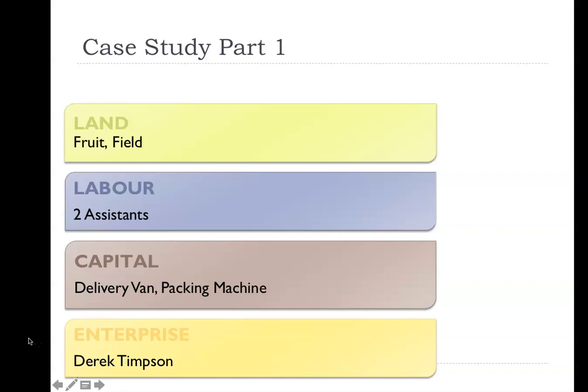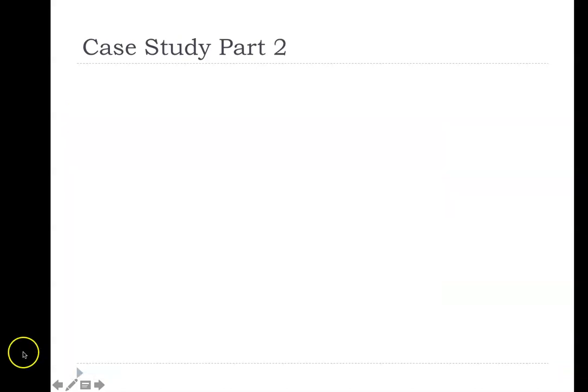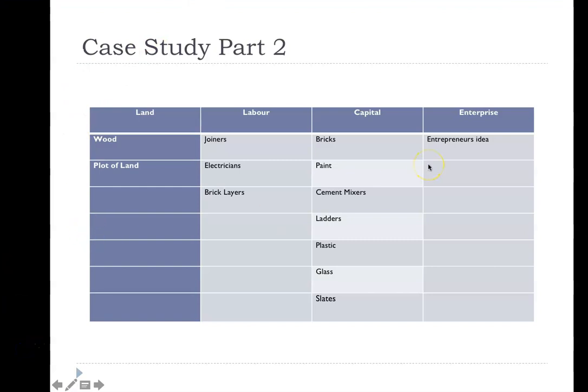Now for case study part 2, we have quite a few to get through, so I thought I would just put it up on a nice table here so that you can get through it quickly. So for case study part 2 you had a list of factors of production, and this time you were to sort them out into your own boxes.